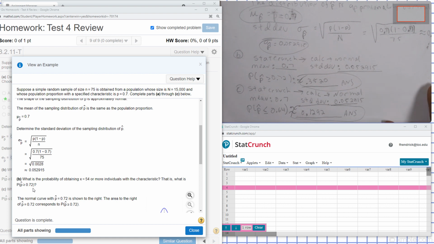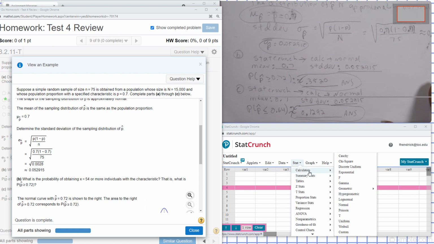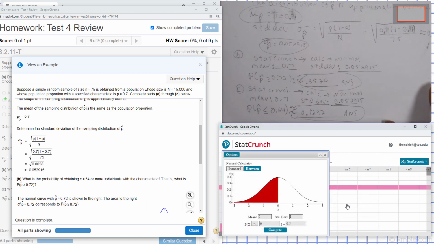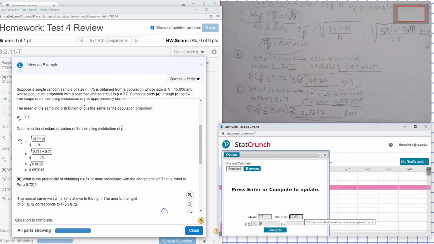Okay. So we can open up StatCrunch. Go to Stat, Calc, and Normal. So they've given us a mean of 0.7, and the standard deviation of 0.05, 2915.